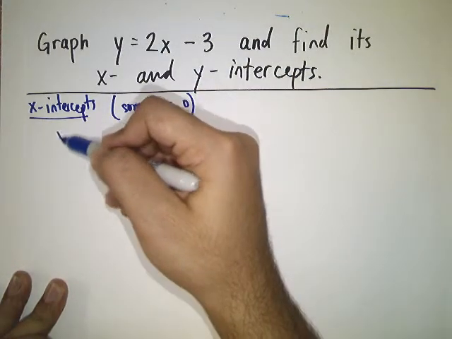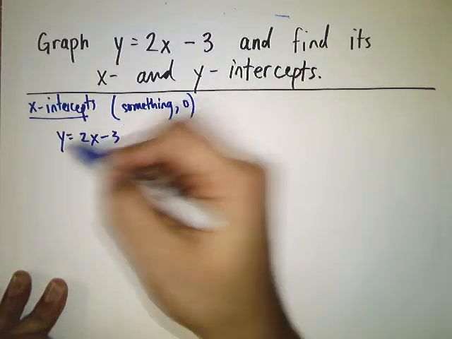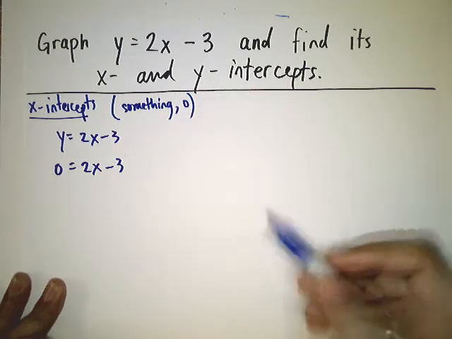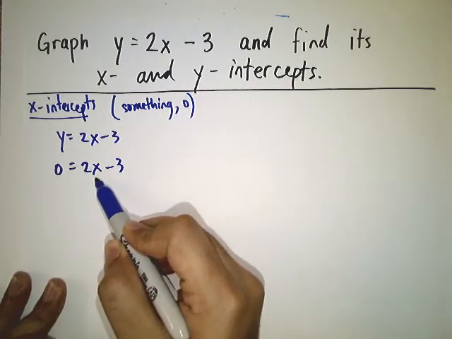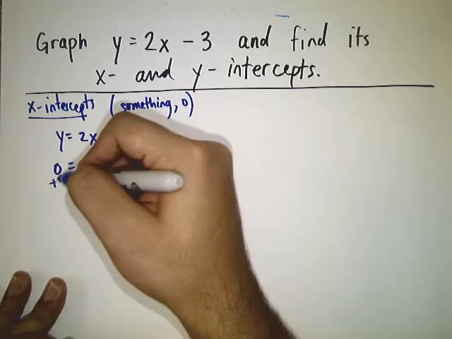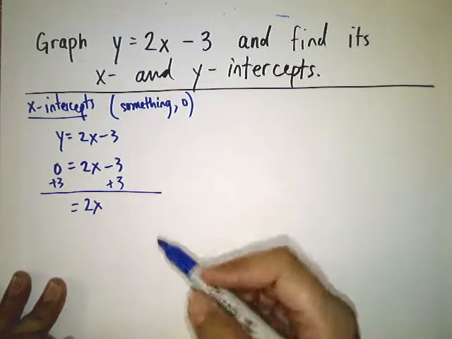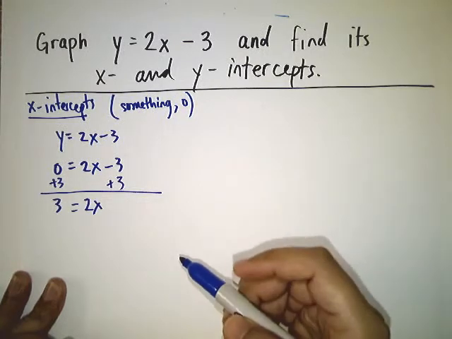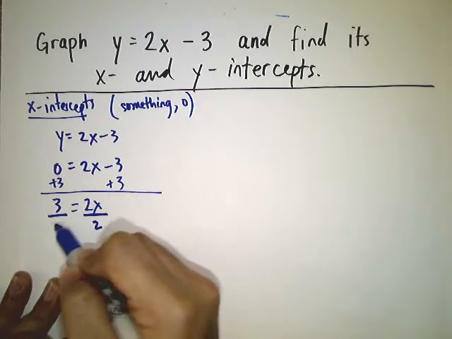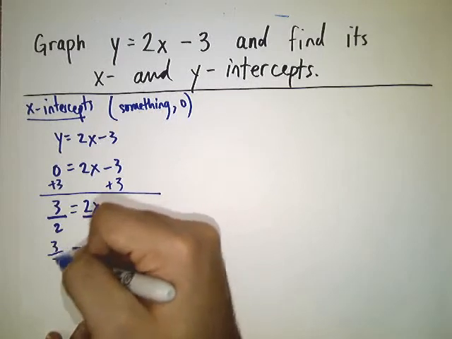So let's see. We start with y equals 2x minus 3 to begin with, and we'll plug in 0 for y. 0 equals 2x minus 3. We need to solve for x. To do that, we first have to deal with this minus 3. Add 3 to both sides. On the right-hand side, we have 2x. On the left-hand side, we have 3. Now we have 2 times x, so we'll divide both sides by 2. On the right-hand side, we have x, and on the left-hand side, we have 3 halves.